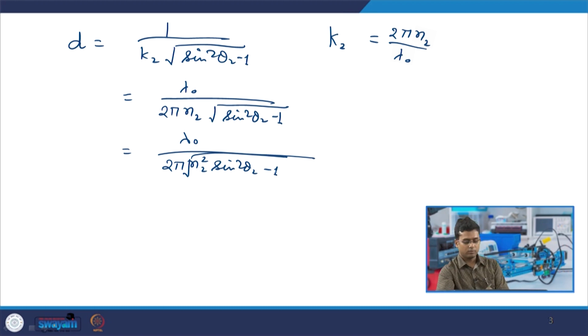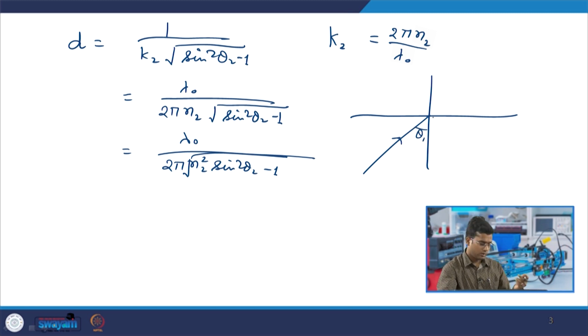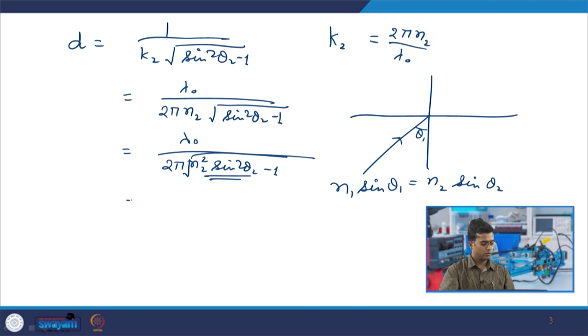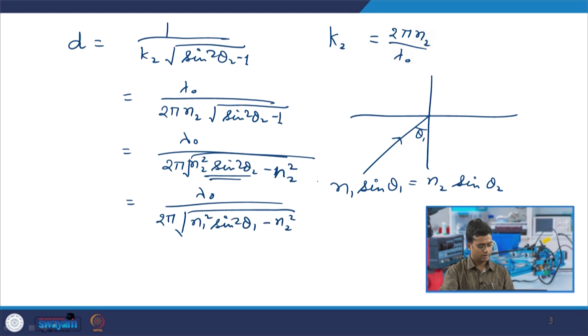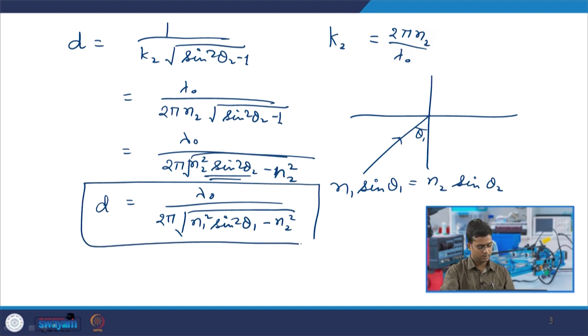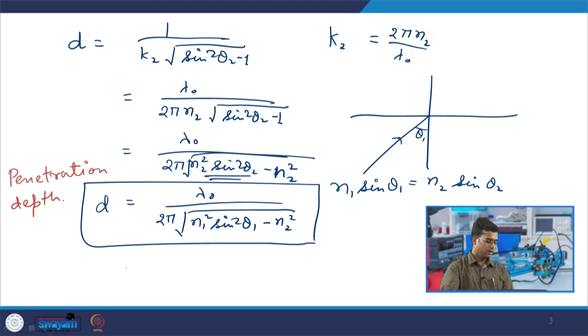Now, we do not know what is theta2. But if the wave is going like this at theta1 and we want to know the penetration depth, we do not care what is theta2. So, what we do is that n1 sin theta1 is equal to n2 sin theta2, we substitute here. So, what you get is lambda0 upon 2 pi under root n1 square sin square theta1 minus n2 square. So, this is called penetration depth.